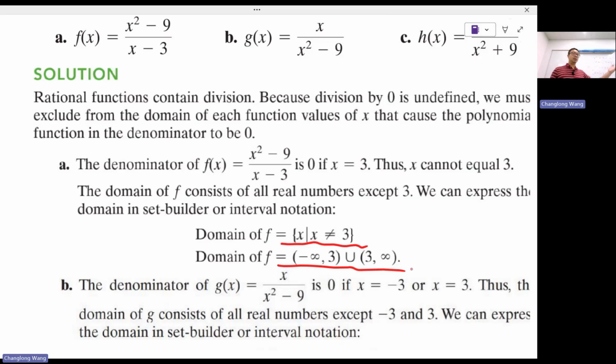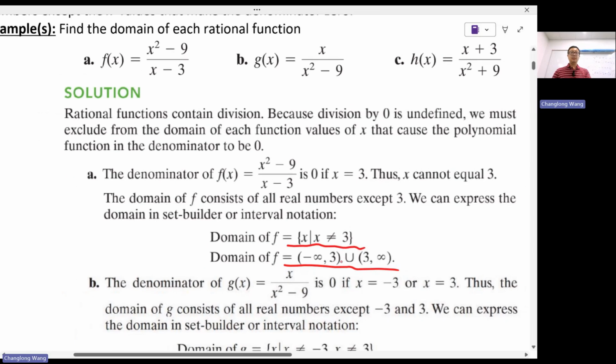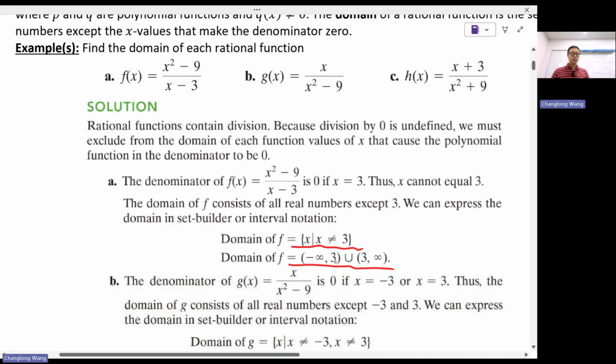It's pretty much like Ariel says: for a polynomial, you're looking at all real numbers, from negative infinity to positive infinity. But now you're skipping one number, that's positive 3.